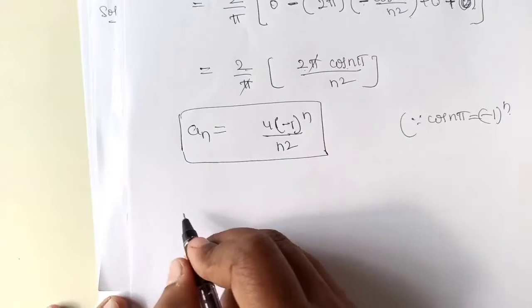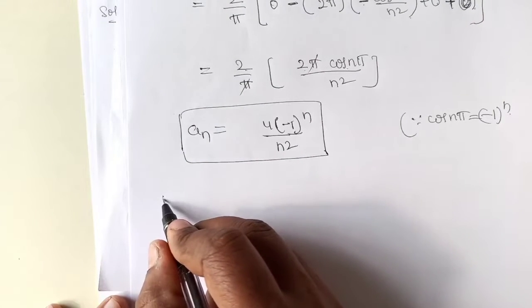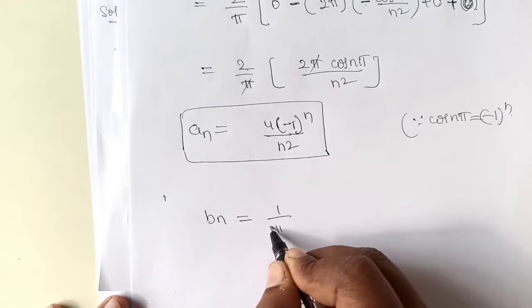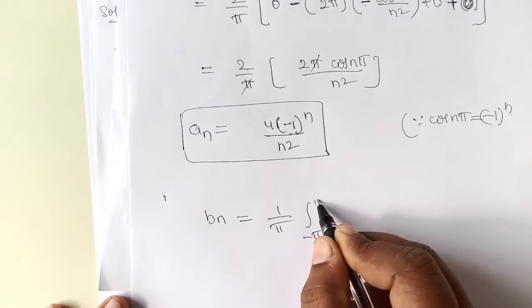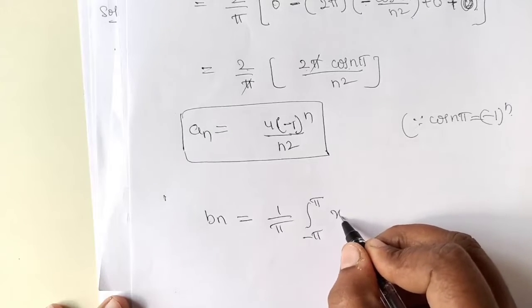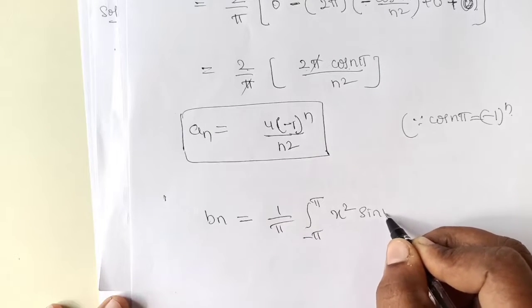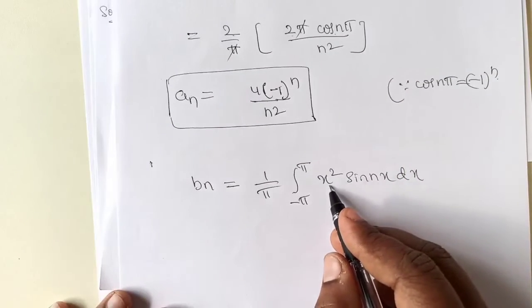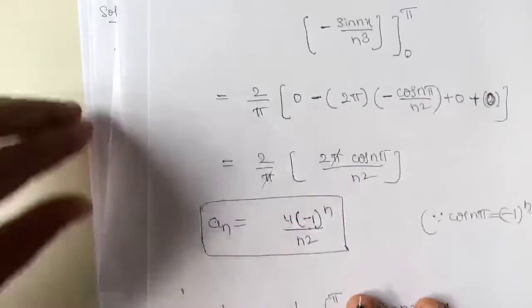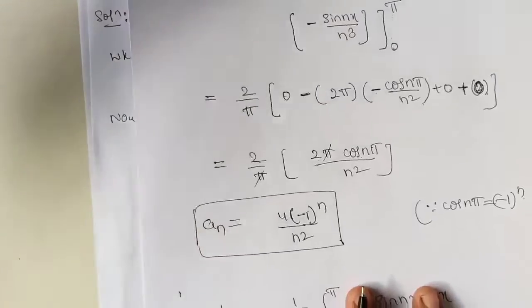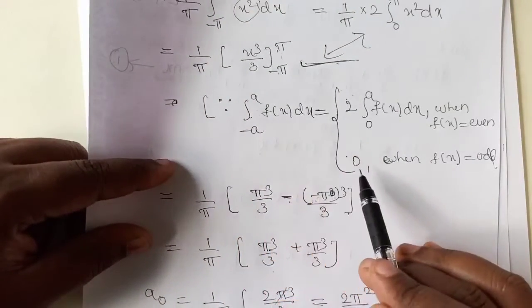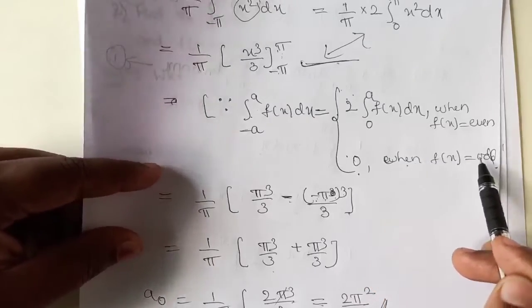So similarly for bn, 1 by pi integral from minus pi to pi of x square into sin nx dx. Okay, this is the formula. So you can observe that on using this definite integral formula, the integral from minus a to a of f of x dx equals 0 when f of x is odd.